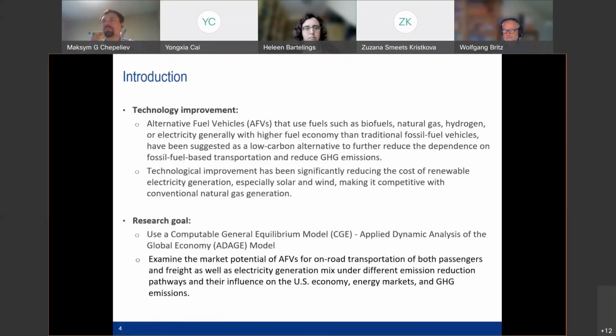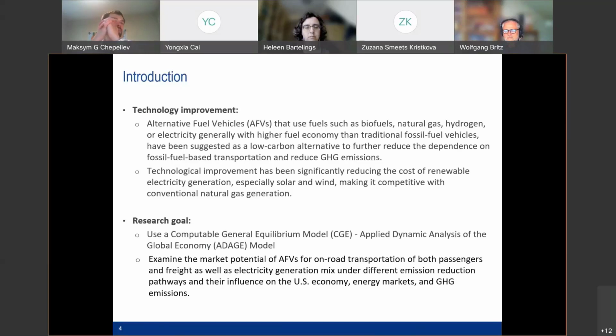On the other side, the alternative fuel vehicles that use biofuel, natural gas, hydrogen, or battery electricity generally have higher fuel economy than the conventional fossil fuel vehicles. So they are suggested as a low carbon alternative to reduce the dependence on fossil fuel and to reduce GHG emissions.